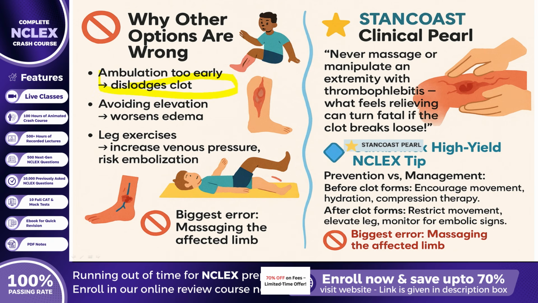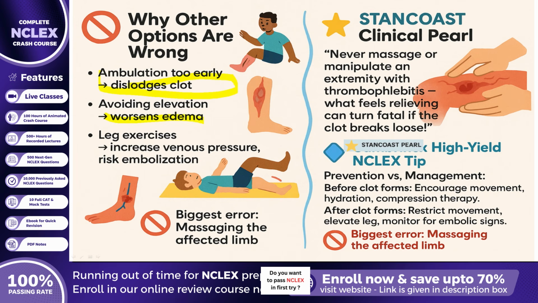Turning to the incorrect options, Option A, ambulating the client twice each shift, is not suitable during the acute phase because movement may cause the clot to dislodge. Early ambulation is beneficial only once therapeutic anticoagulation is achieved and inflammation has decreased. Option C, avoiding leg elevation, is also incorrect, since elevation actually helps decrease venous congestion, reduce edema, and ease pain. Avoiding it would worsen these symptoms.